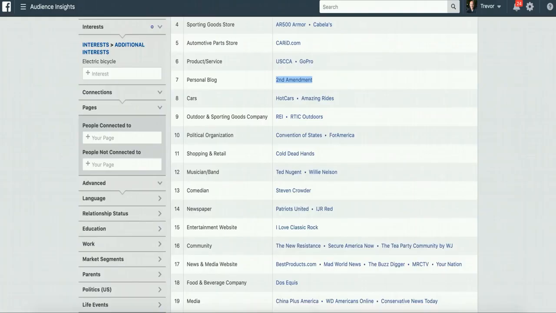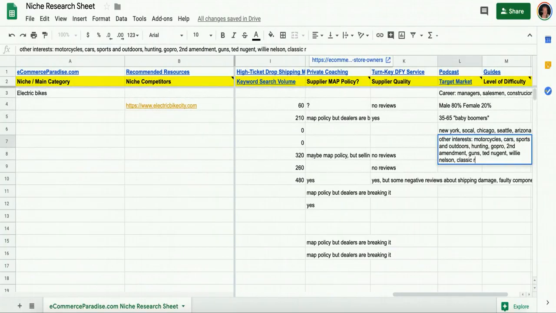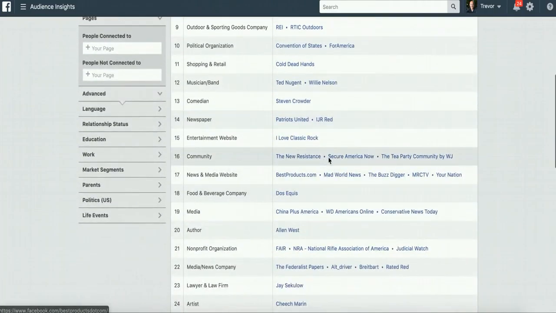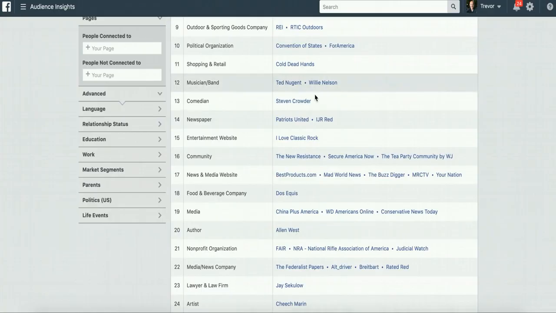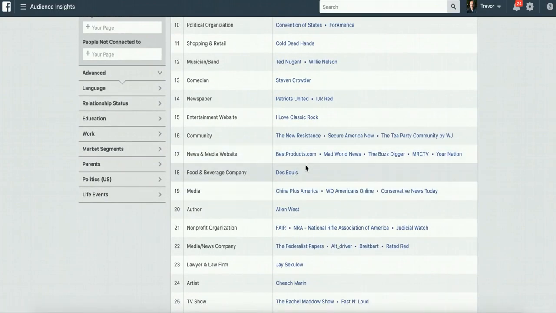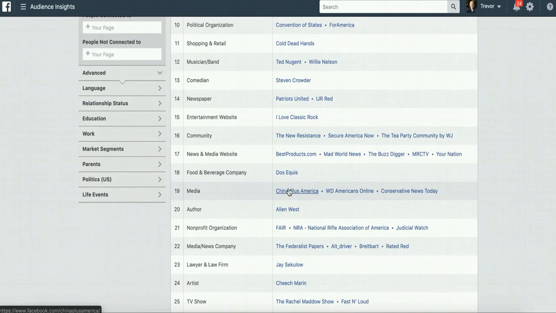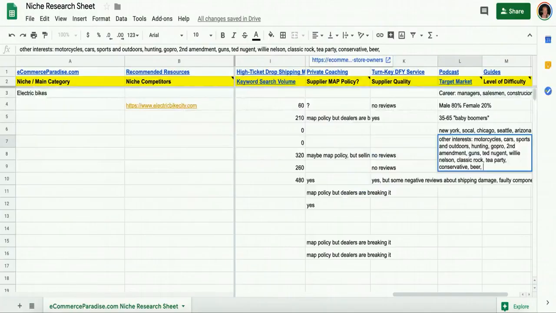It's good to know like what music and what interests people have, because you can create content around that and you can talk to your target audience. Classic rock. Okay. They're into like Tea Party, conservative. Right. They're like Dos Equis, so beer. Yeah, see conservative news. NRA, so guns.